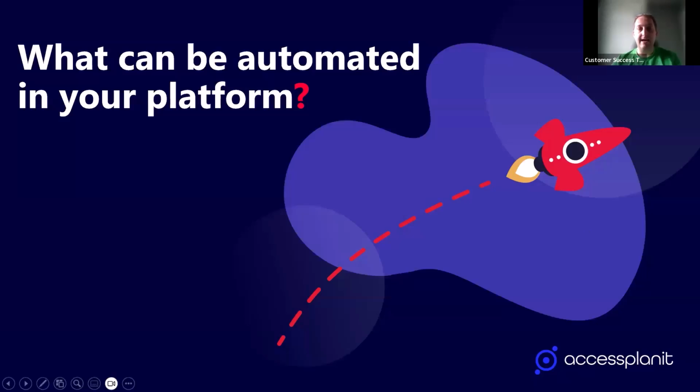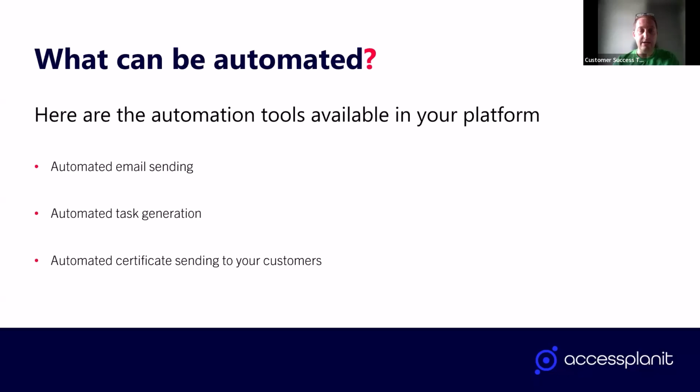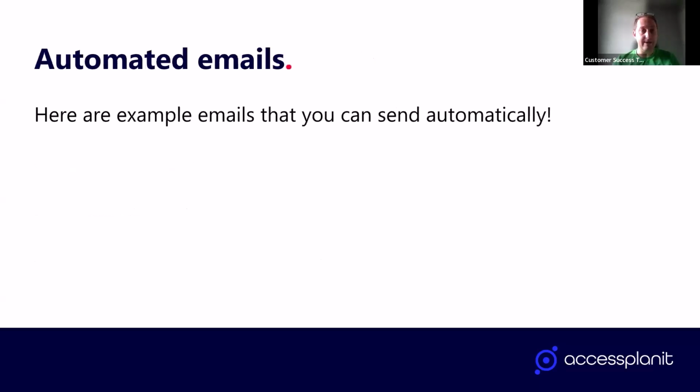So first, we're going to jump into what can be automated in your platform. The most common thing is emails, but there's also a lot of things outside of that you can automate from the platform. Obviously the first one I mentioned is automated emails. It's probably the most common one that people use and the most known one. But you can also automate tasks, relating to courses, for example. You can also automate certificates sending to your customers. And you can also automate sign-in sheets and registers to be generated for your courses, for your trainers. So you may know about some of these, you may not, but we're going to jump into all of them. And I hope you learn something today you can take away.